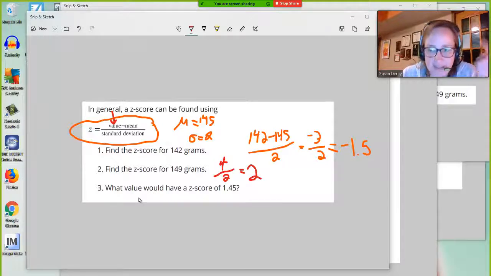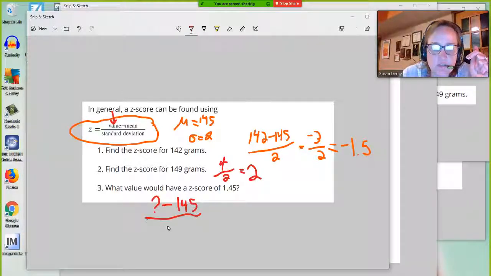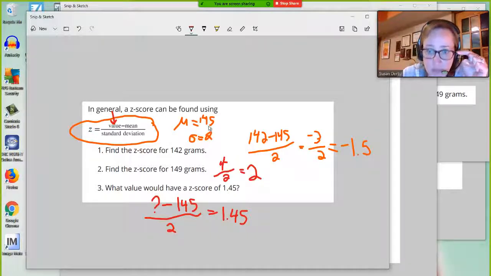We can also give something a z-score and figure out what data point goes along with it using the same idea here. This time I don't know what the value is, but I know I'm going to subtract the mean of 145, divide it by my standard deviation of 2, and I want this z-score to equal 1.45. So that's what this question is asking me. It's saying, what is 1.45 standard deviations above the mean? My answer better be above 145 because it's a positive z-score.